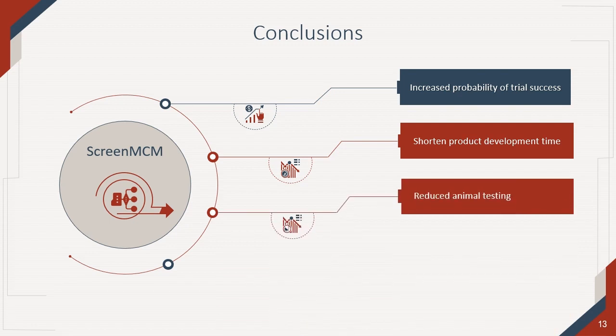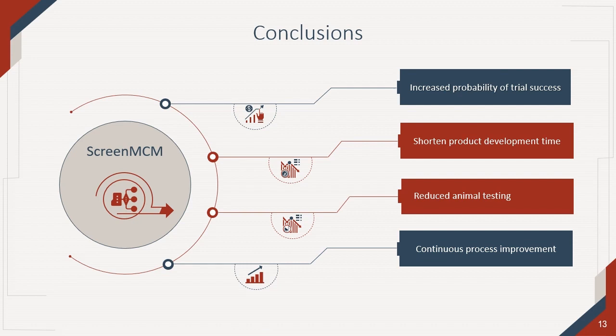ScreenMCM can also help with reduced animal testing because with such a tool, studies are not required to capture all the variability in mortality, but rather shorter studies with fewer animals that can accurately capture biomarker levels are sufficient. Finally, because ScreenMCM is a machine learning tool, it can continually improve with more knowledge that is available with regards to other variables such as inflammatory biomarkers or immune system modulating biomarkers.